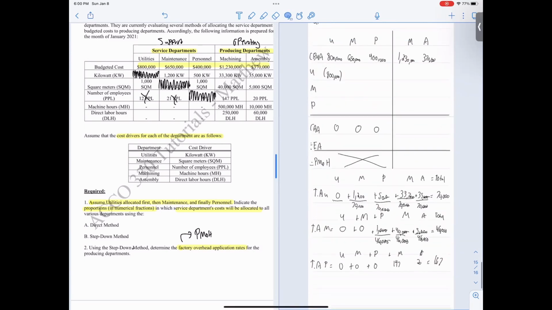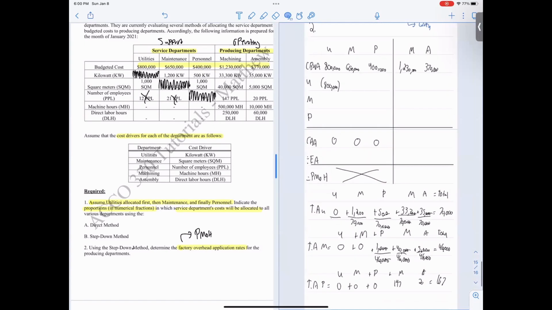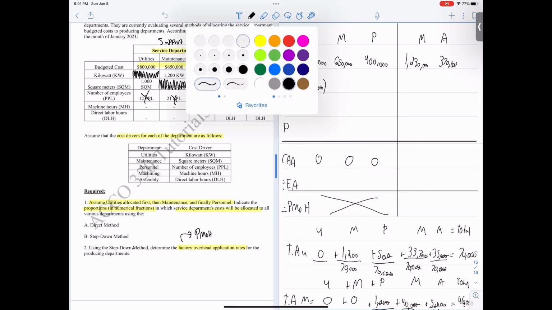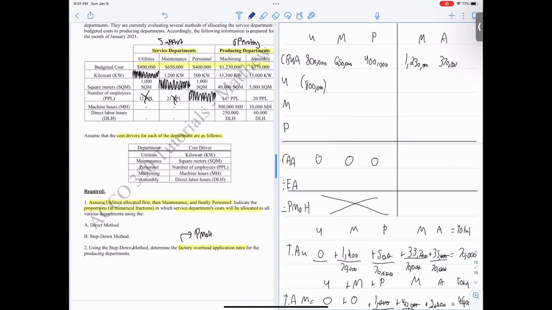Okay? Now, guys, first things first, utilities, the top dog, they help maintenance. How much do they help maintenance? They provide 1,200 over 70,000 kilowatts. 1,200 over 70,000 times 800,000. That should give you 13,714.